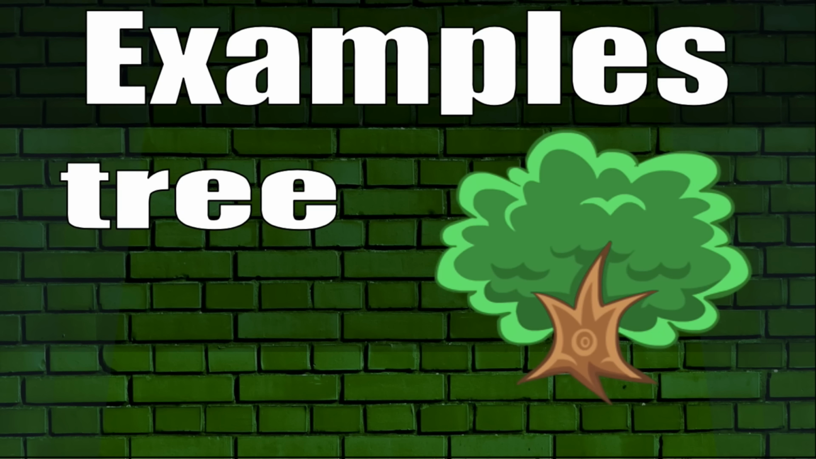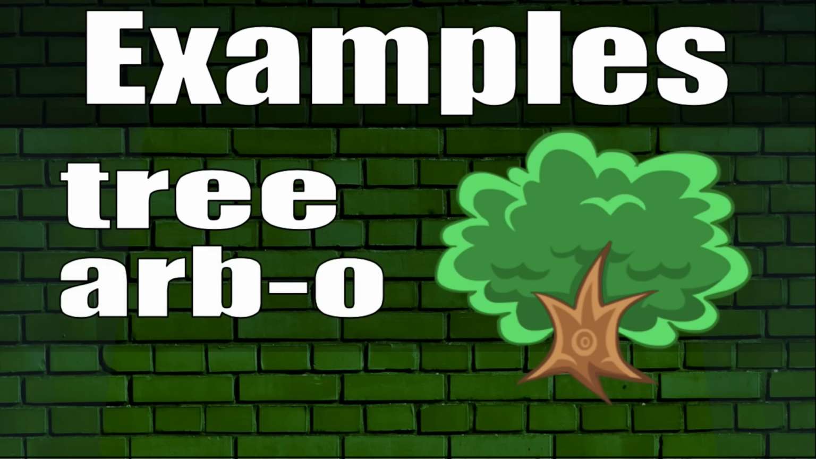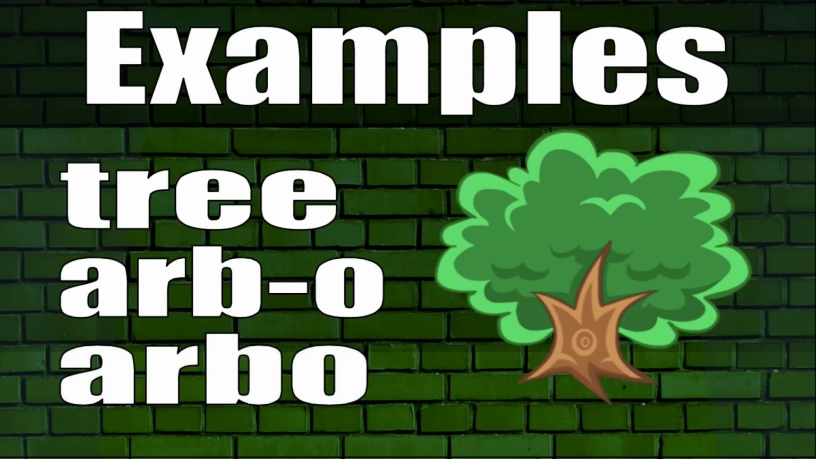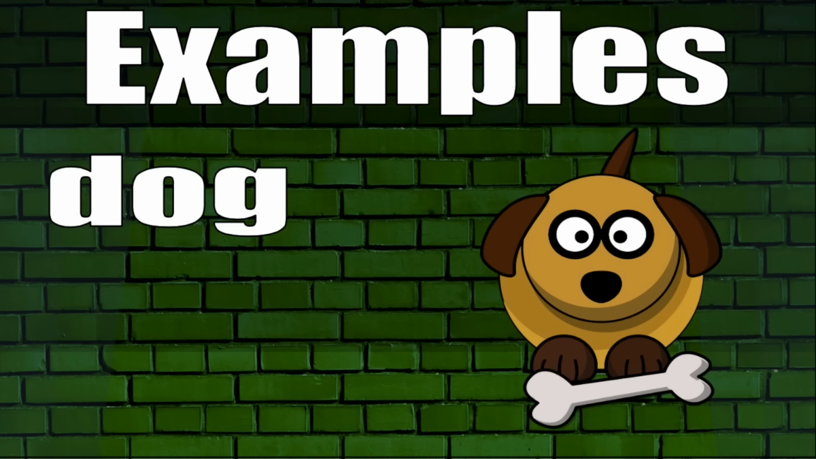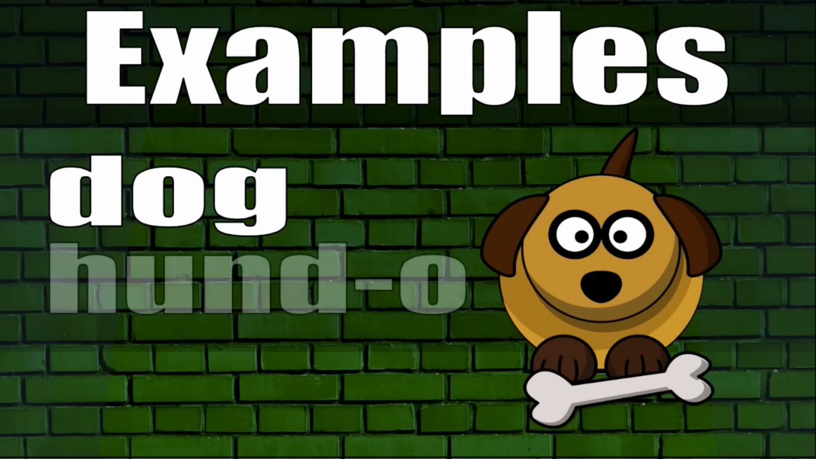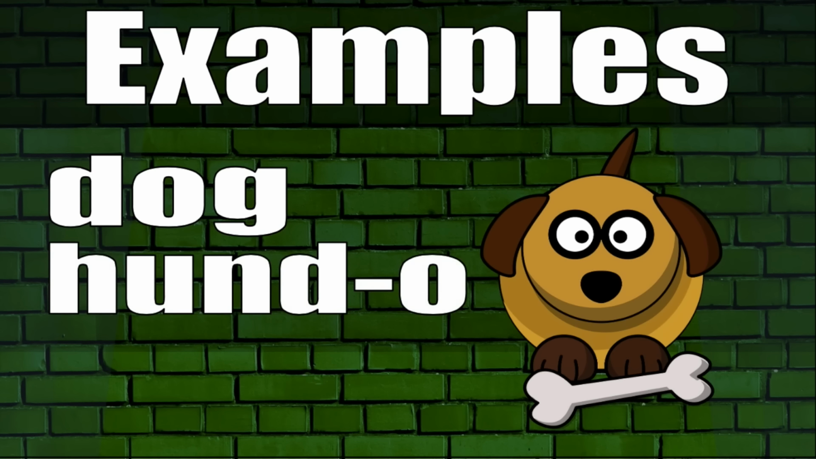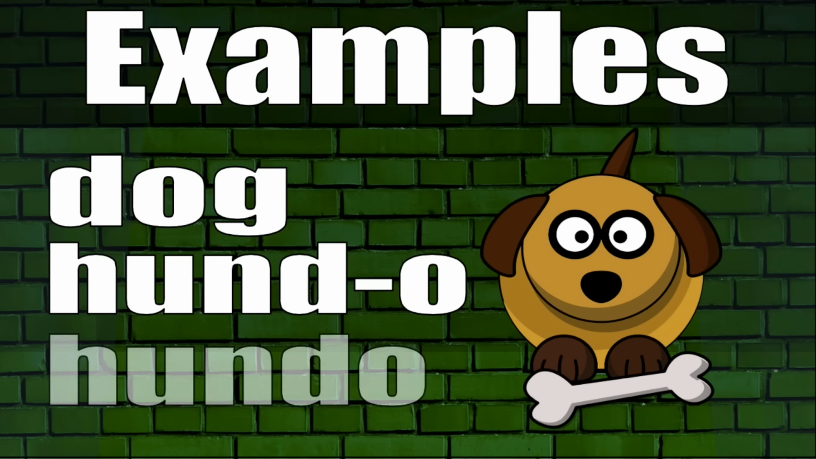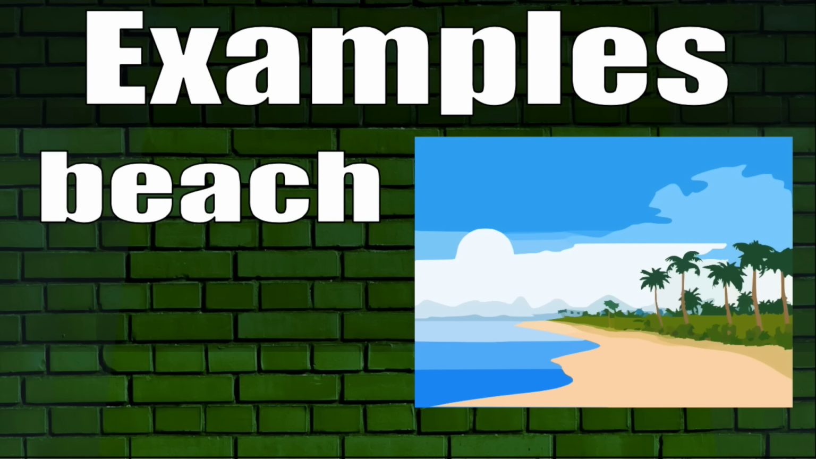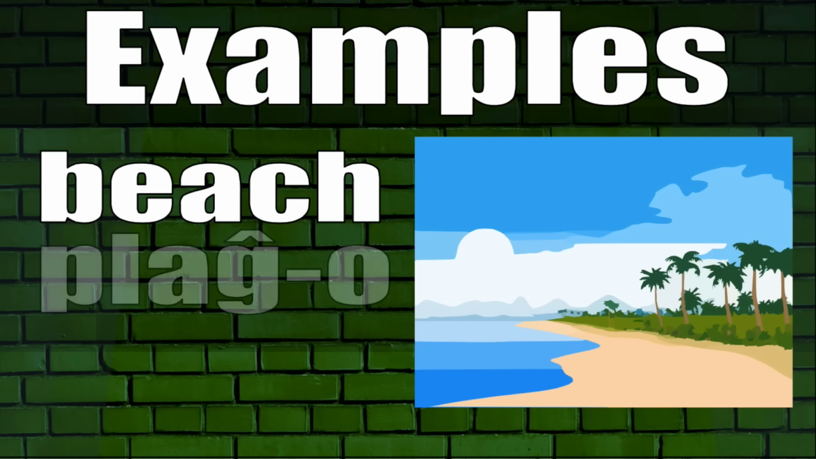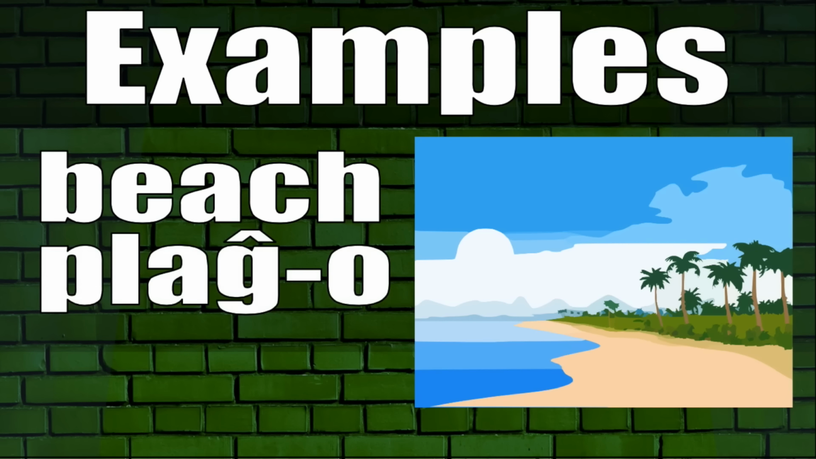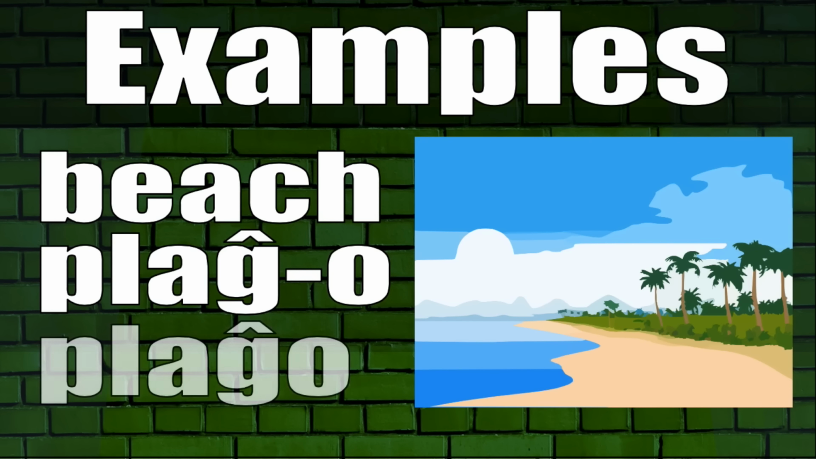One example is tree. In Esperanto, this uses the root word arb plus the O ending, so a tree is arbo. Another example is dog. In Esperanto, this uses the hund root plus O, so it's hundo. The next example is beach. In Esperanto, this uses the root word plaj plus the O ending, so it's plaĝo.